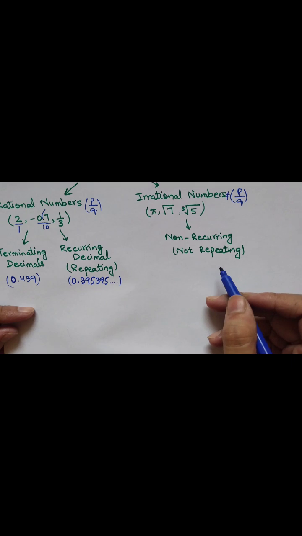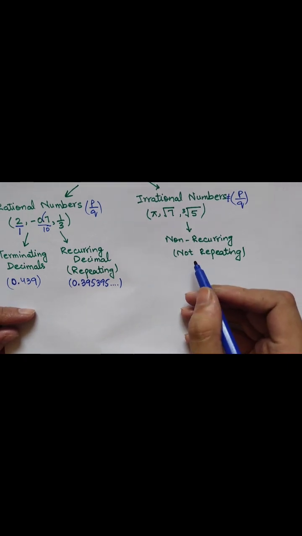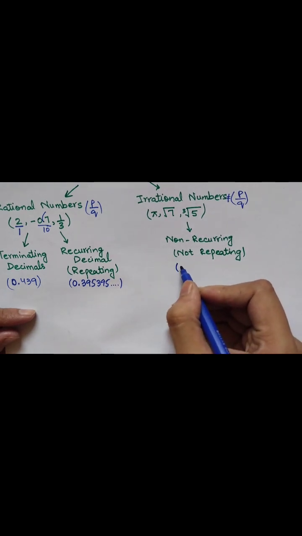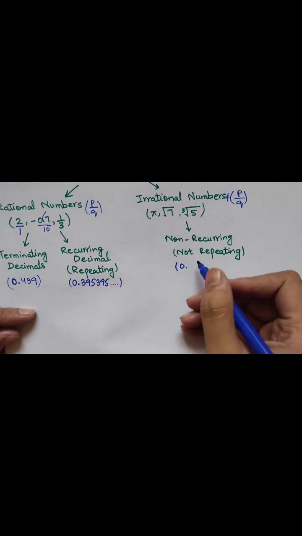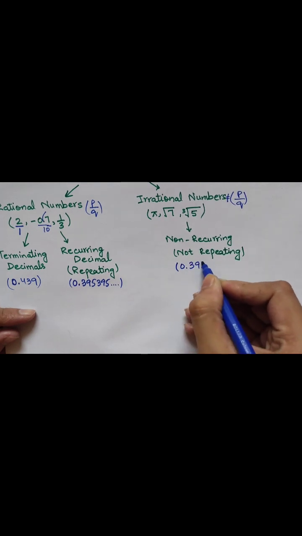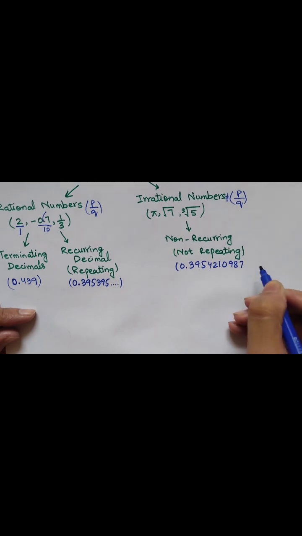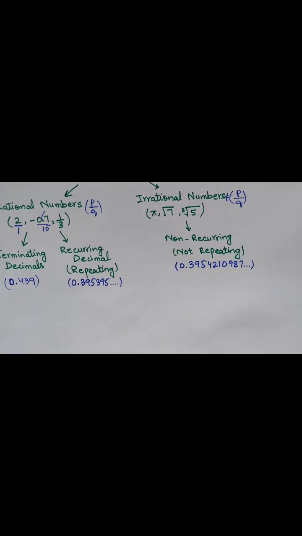Irrational numbers are further divided into non-recurring, not repeating. For example, it continues for an indefinite period. For example, 0.39542109887. It continues, and the numbers are also not repeating, so it is called non-recurring. This is the introduction of real numbers. Now moving towards the question.